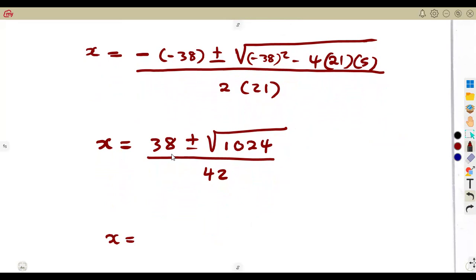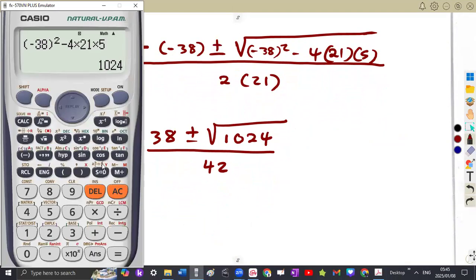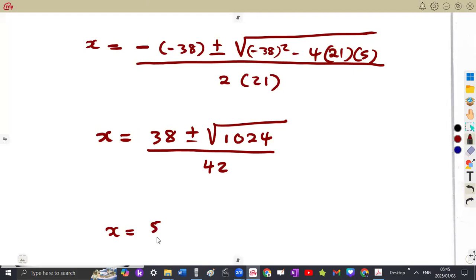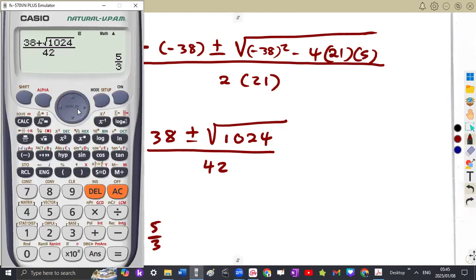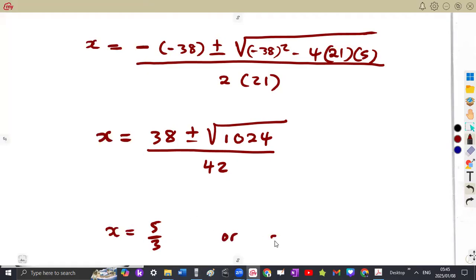Remember, we are now having a plus 38 there. So that was going to be, just put a fraction, 38 plus the square root of 1024, like this, then over 42. All right, so that is going to give us 5 over 3. So that's 5 over 3. Then we move on to the negative. Just remove the positive to a negative. That was going to give us 1 over 7, or x is equal to 1 over 7.